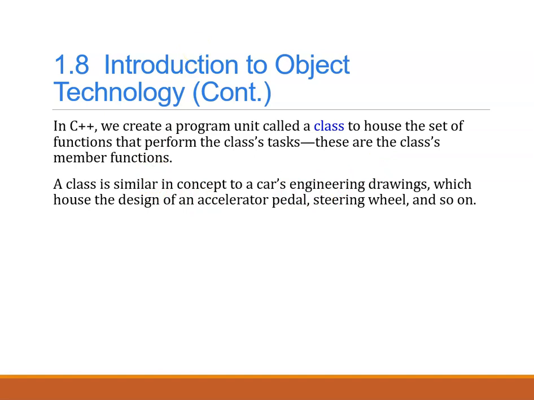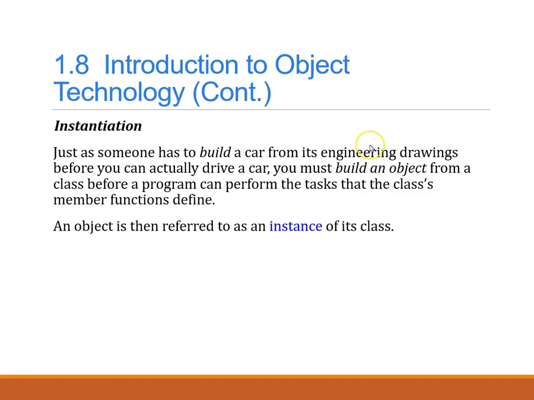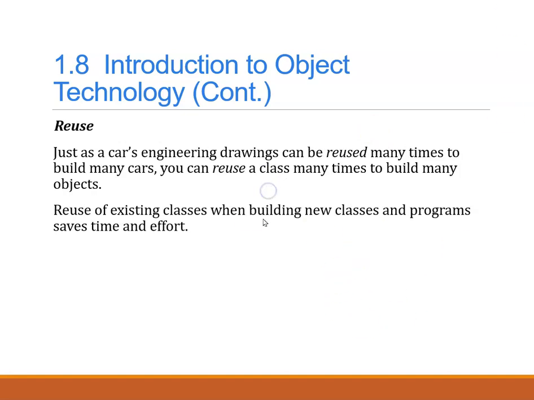A class is similar in concept to a car's engineering drawings. Essentially, it's a template. Instantiation creates an instance of a class, typically called an object. Just as someone has to build a car from its engineering drawings before you can drive the car, you must build an object from a class, and that's called instantiation. And an object is an instance of a class, and that's how we refer to it.